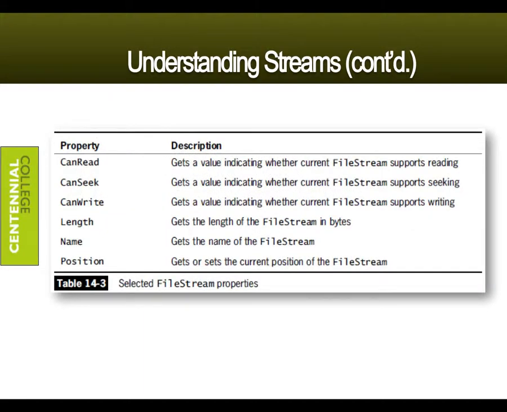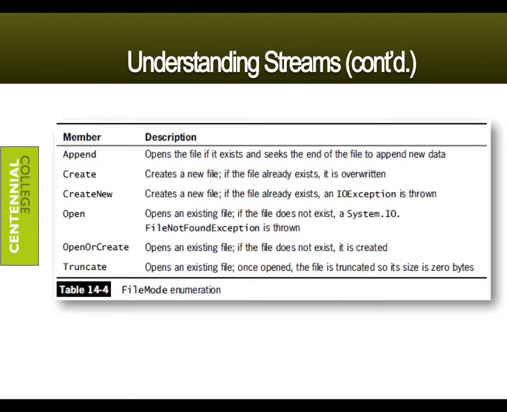Okay, and of course there's a couple of things here. My properties: can read, which gets a value indicating whether the current file system supports reading; can seek; can write; length, which gets the length of the file stream in bytes; name, which gets the name of the file stream that we set up, right? And the position, which sets the current position of the file stream, because it's a pointer to look at which file you're looking at, right?